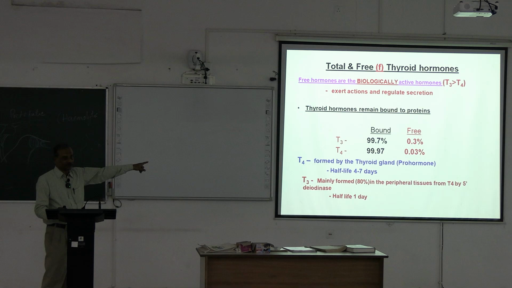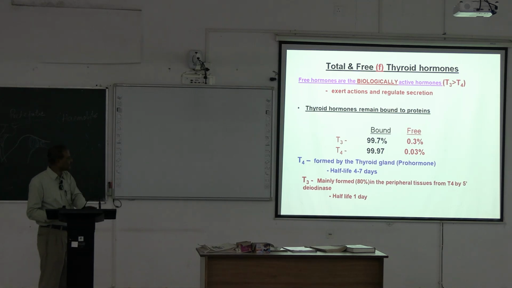This you note down. This I have already explained. So T3 bound form is 99.7% and free form is 0.3%. This will be asked in the question. T4 percentage binding. So T4 is a pro-hormone. Why is it called a pro-form? Because T3 is produced from that, and that is the metabolically active form.